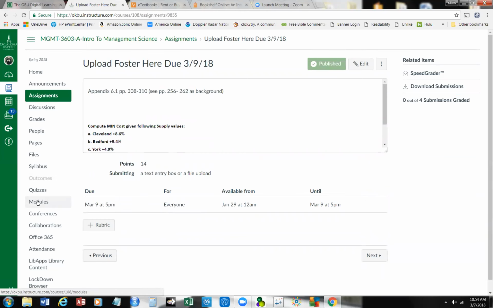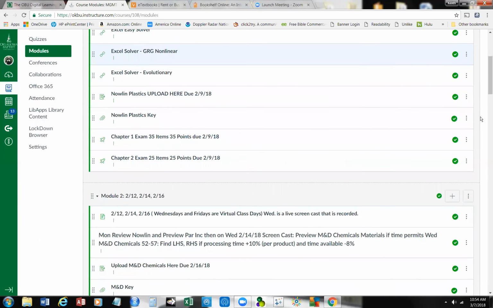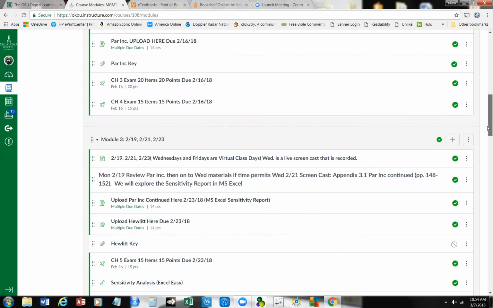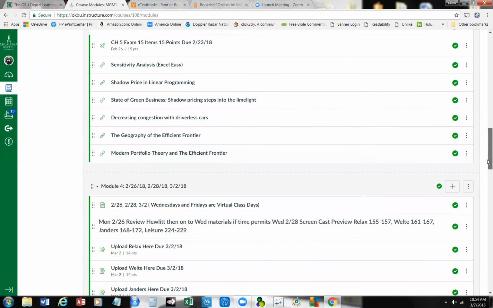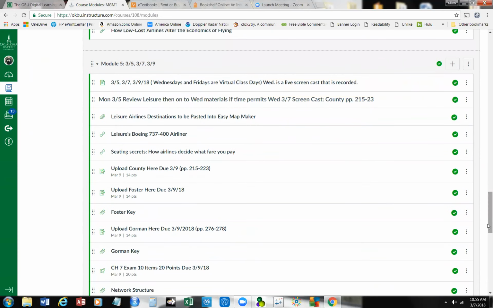Okay, now we'll go back to the modules. And as I mentioned, we had county. We're going to finish taking a look at data envelopment analysis. That will be due on Friday, the county case. And then on Friday also the Foster case, which is a transportation case, and then the Gorman case, which is also a transportation case. So we're looking at these problems, and this first one, county, uses data envelopment analysis.